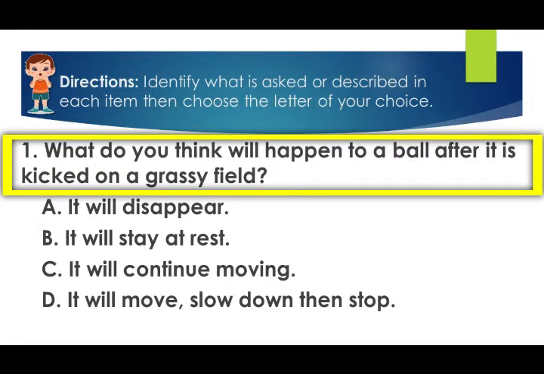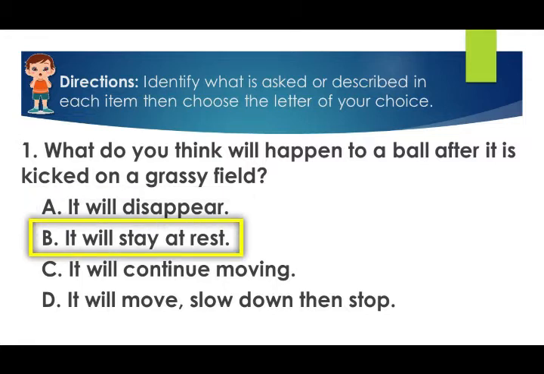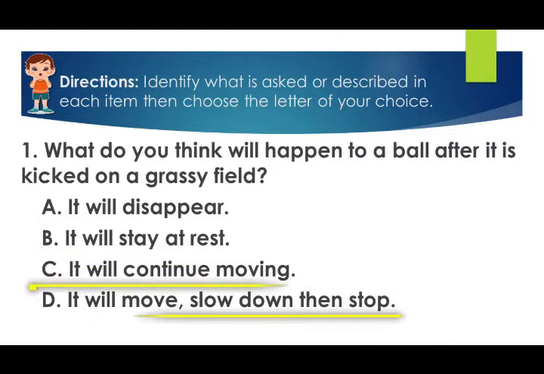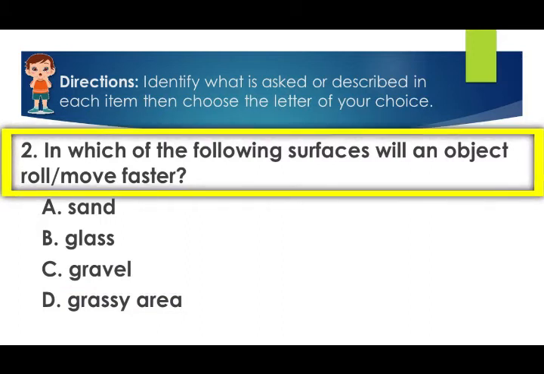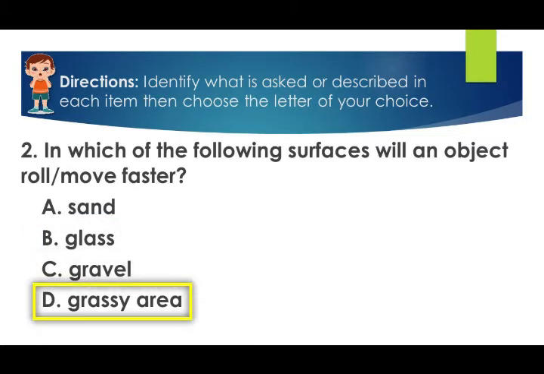Number 1. What do you think will happen to a ball after it is kicked on a grassy field? A. It will disappear. B. It will stay at rest. C. It will continue moving. Or D. It will move, slow down, then stop. Number 2. In which of the following surfaces will an object roll or move faster? A. Sand. B. Glass. C. Gravel. D. Grassy area.